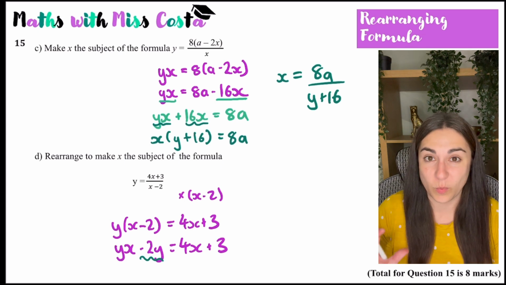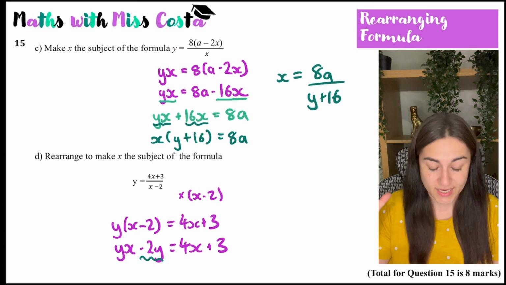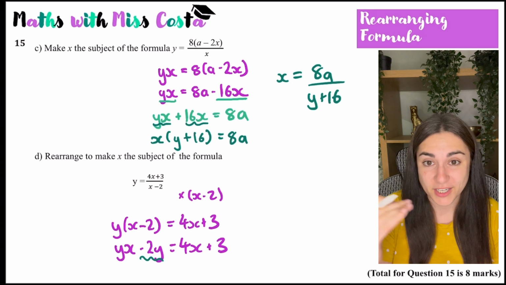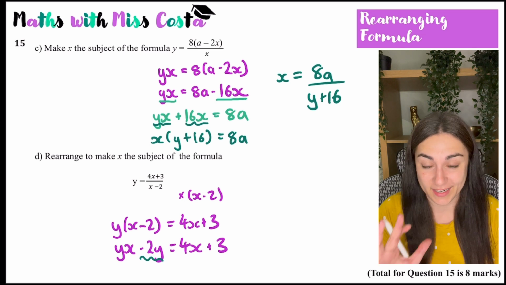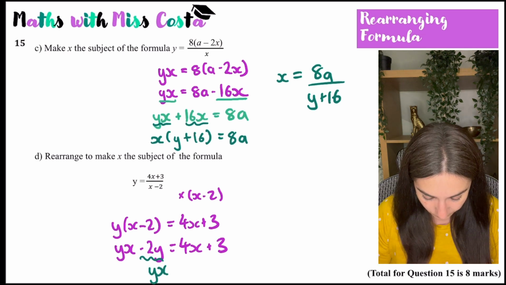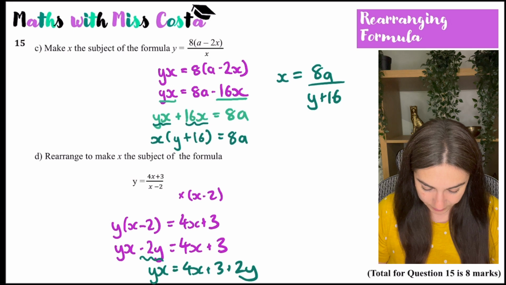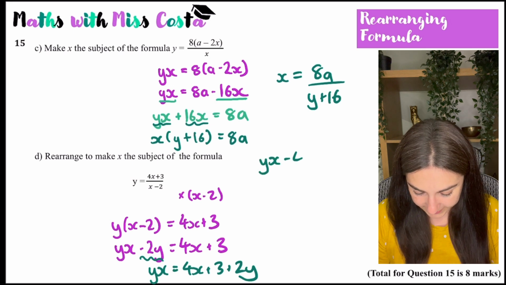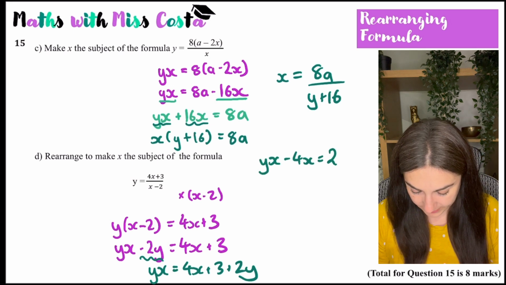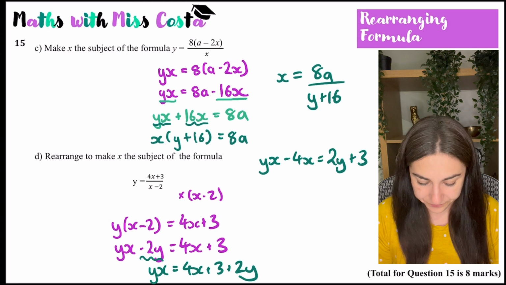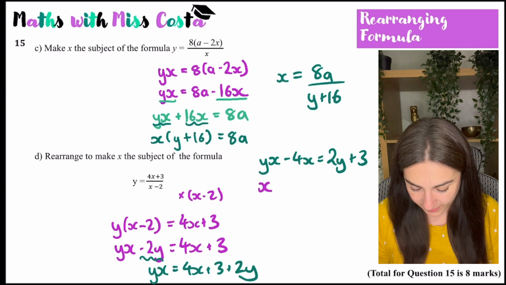Remember, you can play around with things, moving them from one side to the other as much as you want. It doesn't matter as long as you're doing the inverse operation. So yx equals 4x plus 3 plus 2y. Then if I subtract 4x, I'm left with yx minus 4x equals 2y plus 3. Now I can get to the point of factorising.